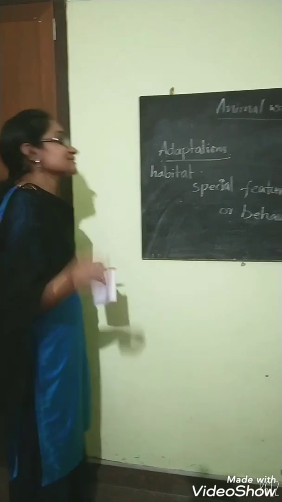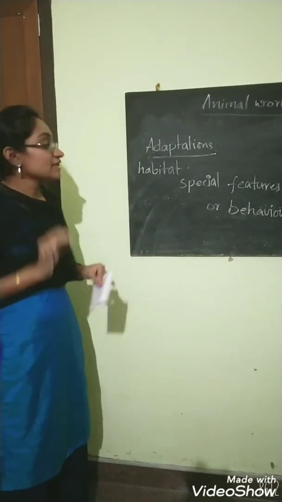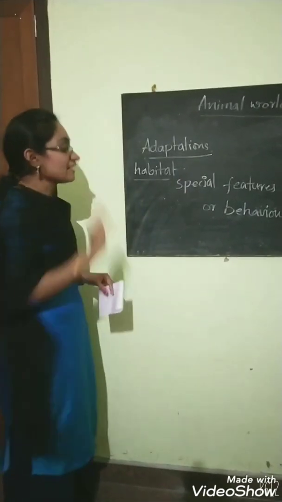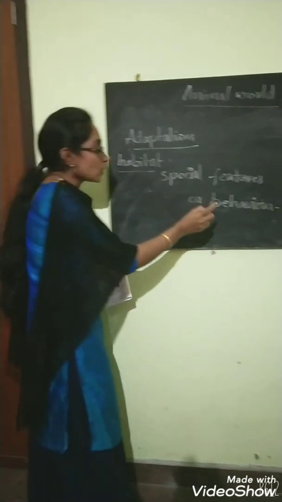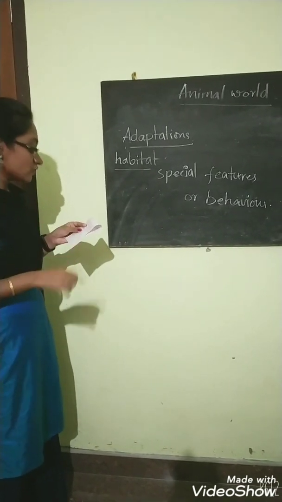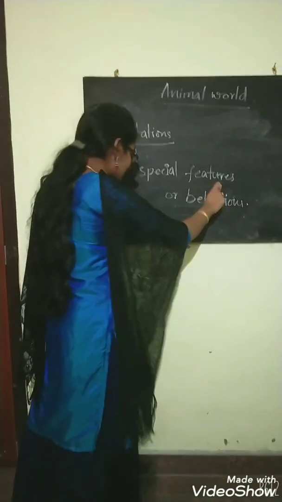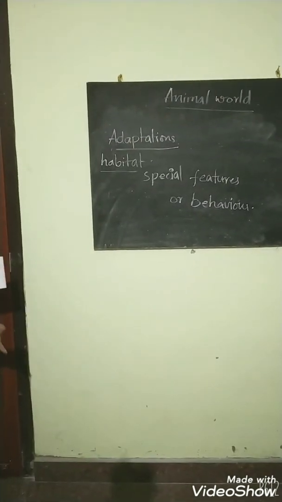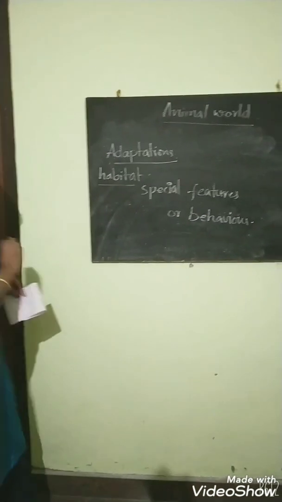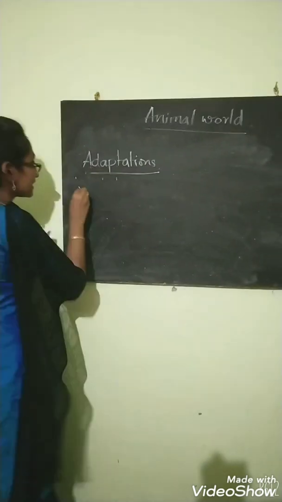The next topic is adaptations for animals. For the survival of these animals in their habitat, they have special features or behaviors to live in it. These adaptations are for the survival of animals in a particular habitat. These special features or behaviors are called adaptations. For example, one adaptation is body covering.